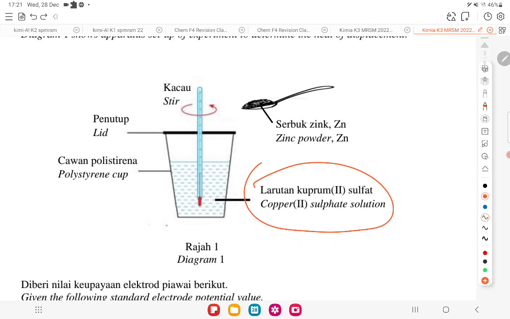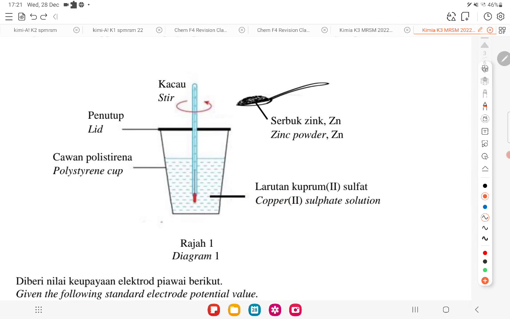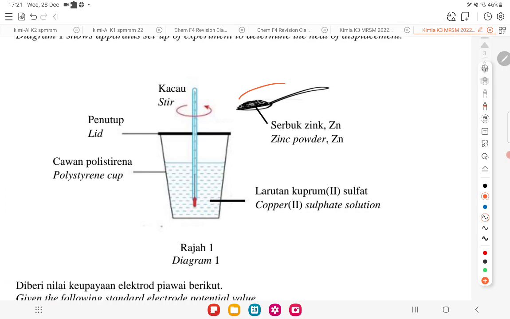So do we need to fix the copper 2 sulfate solution? Yes, because if you change the copper 2 sulfate solution to something else, let's say you use zinc sulfate solution or aluminium sulfate solution, the result will be very different. You cannot say the first experiment I put zinc in the copper sulfate solution, the second experiment I put X in aluminium sulfate solution. The solution for both experiments needs to be the same. You only can change the powder, but this solution cannot change.